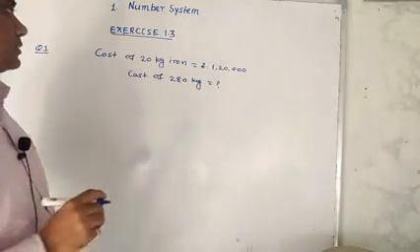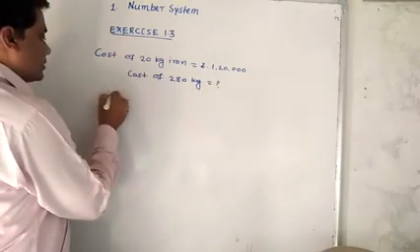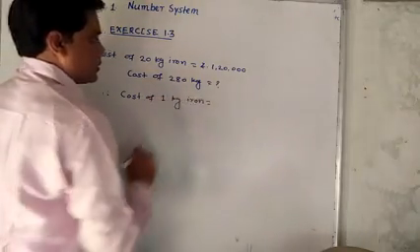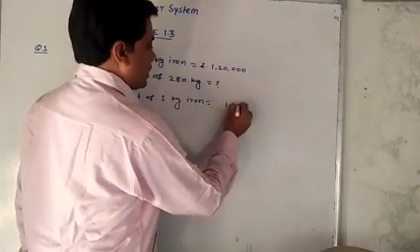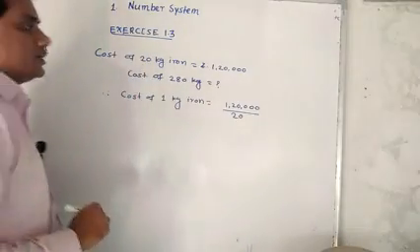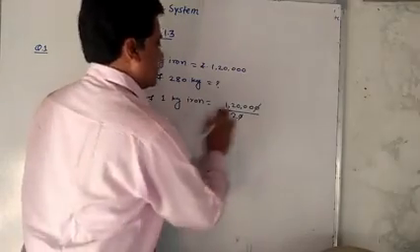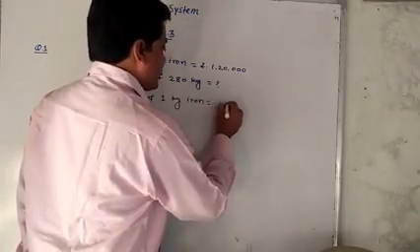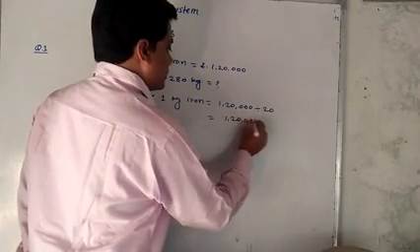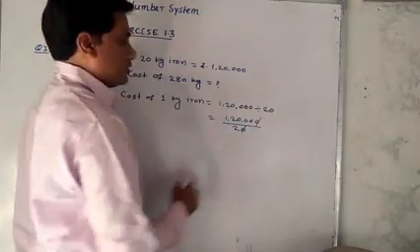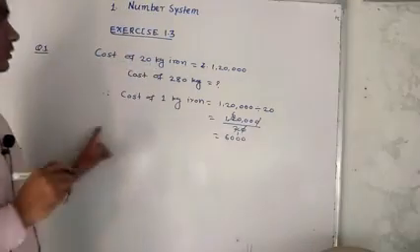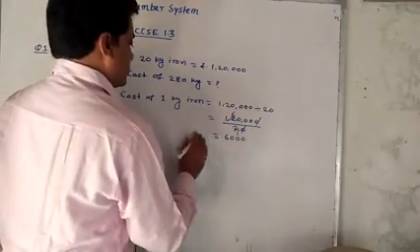Cost of 20 kg iron is ₹1,20,000. Therefore, cost of 1 kg iron is equal to 1,20,000 divided by 20. 0 cancels. 2 1s are 2, 2 6s are 12, means 6,000. Cost of 1 kg iron is ₹6,000.